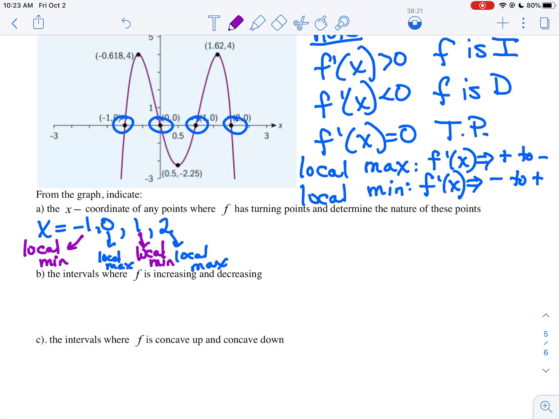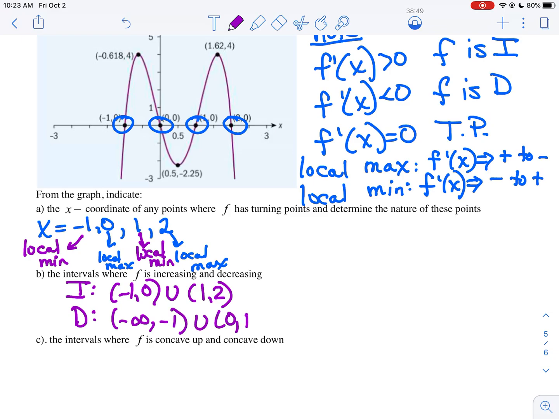All right, the intervals where f is increasing and decreasing. Well, f is increasing where the first derivative is positive. So do you see the derivative is positive between -1 and 0? And then it's positive again from 1 to 2. It's decreasing from -infinity to -1. It decreases from 0 to 1, and then from 2 to infinity.